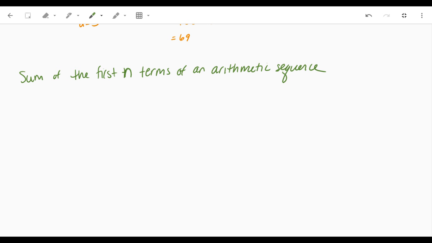All right, our next one is sum of the first n terms of an arithmetic sequence. Okay. So they give it to you 2 ways.